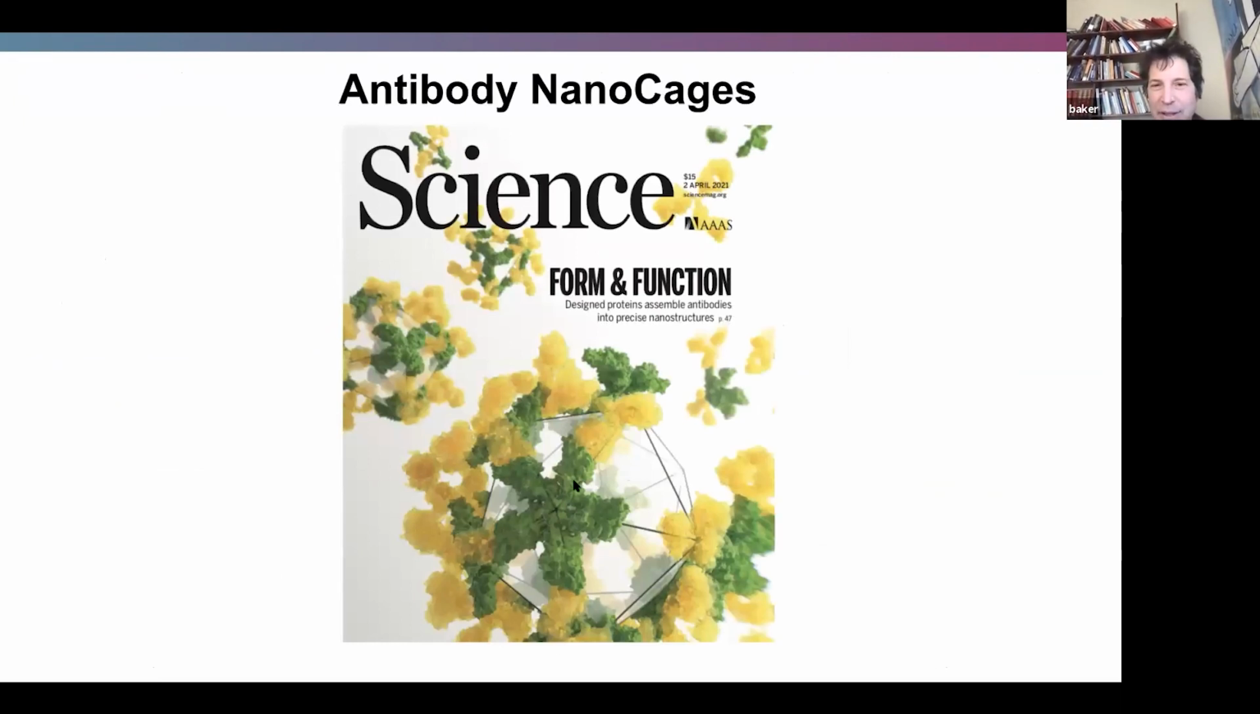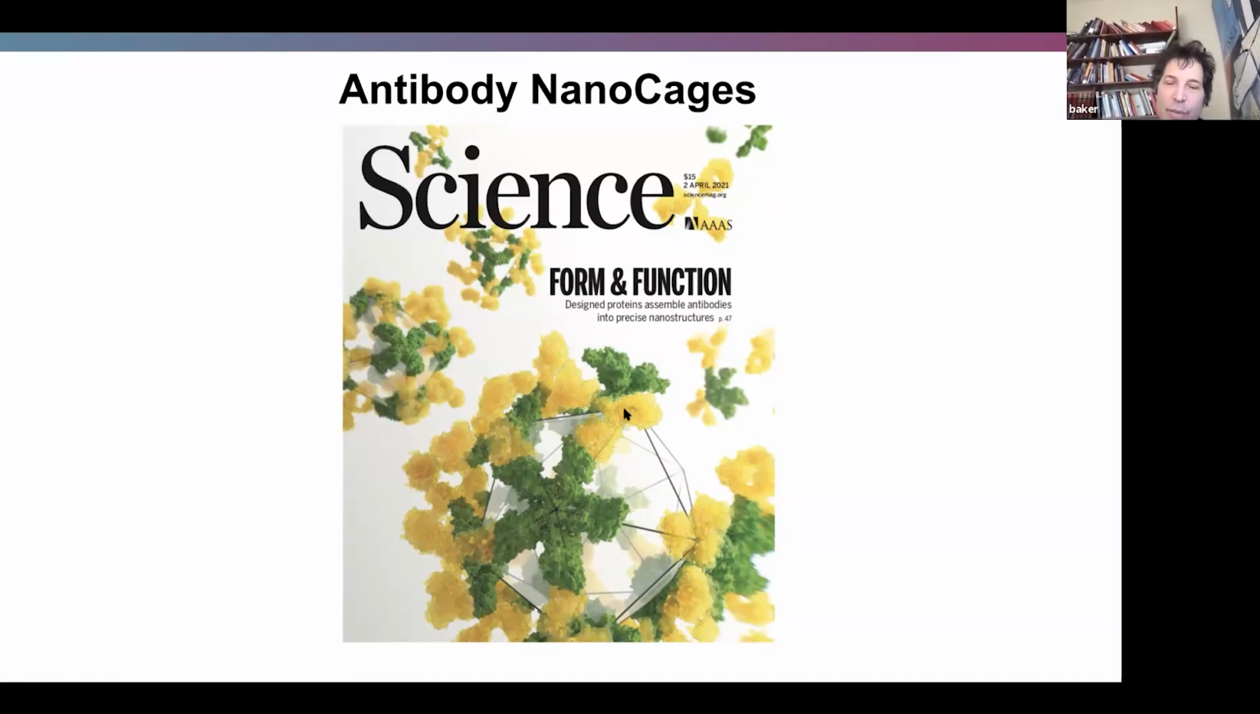This week's issue of Science has another cool example of a designed nanostructure. What we realized is that for these symmetric materials, the basic principle is we match axes of symmetry of the protein building block with point group or space group symmetry operators. In this case, we have a pentamer that sits on the 5-fold axis of an icosahedron, and on the 2-fold axis, we place antibodies. The nice thing about antibodies is that people have made antibodies to just about anything.